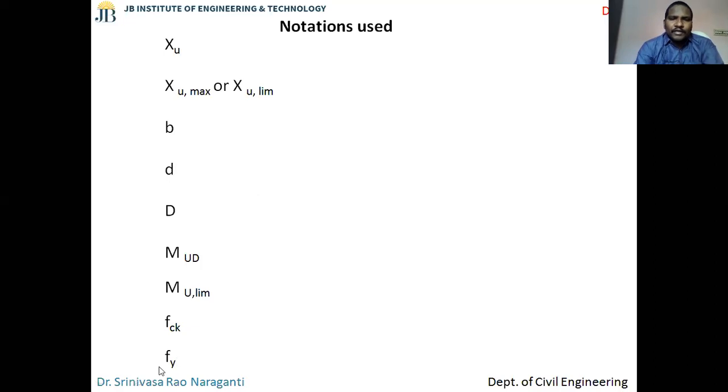FY is characteristic strength of steel. Okay. So if you're using Fe 415 steel, HYSD bars, then FY is taken as 415. If you're using mild steel, then FY is taken as 250. Similarly, FCK, if you're using M20 grade concrete, we take characteristic strength as 20 Newton per mm square. If you're using M30 grade concrete, we take FCK as 30 Newton per mm square. That's how it is. These are the standard notations we use in the design of reinforced concrete.